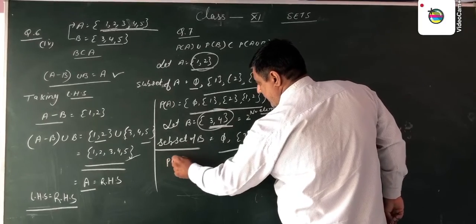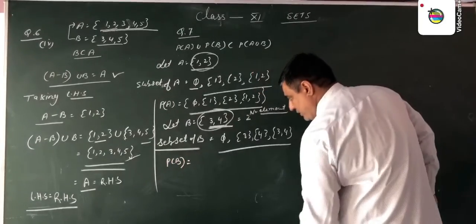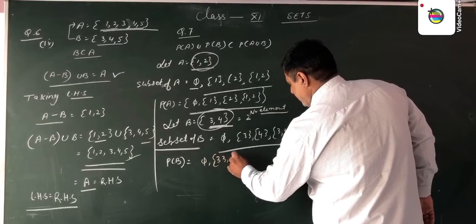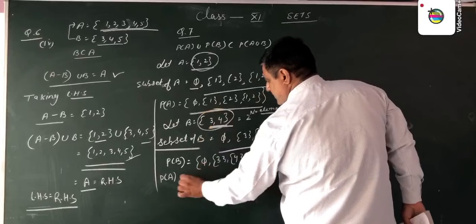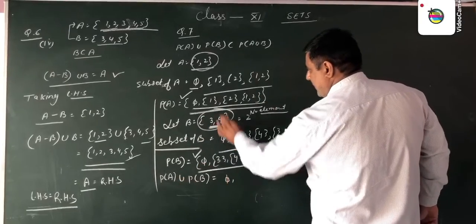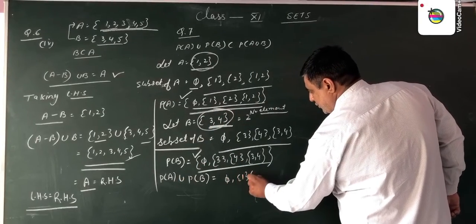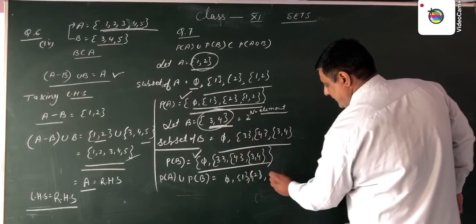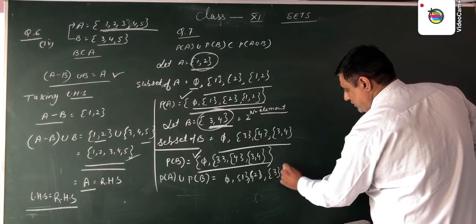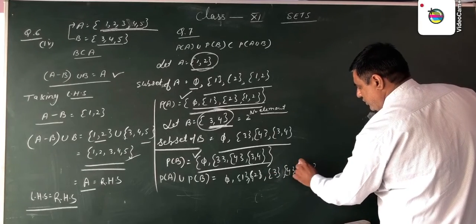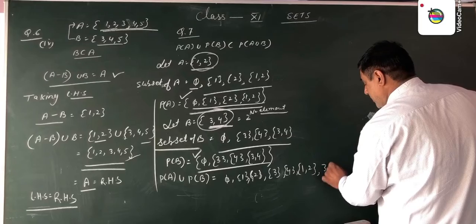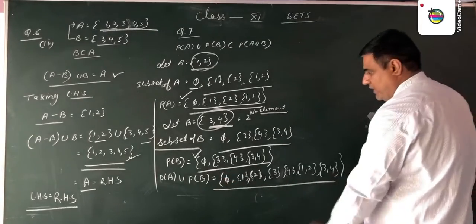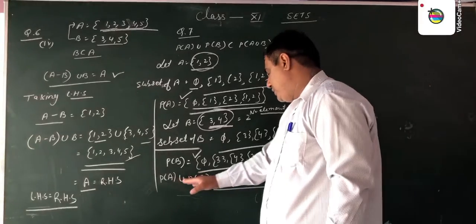Now the power set of B. We write the power set of B: 3, 4 is an element of this, and the other elements of the power set are 1, 2. After this, 3, 4, 1, 2 and 3, 4. This is the set of elements with the power set of A union with A.